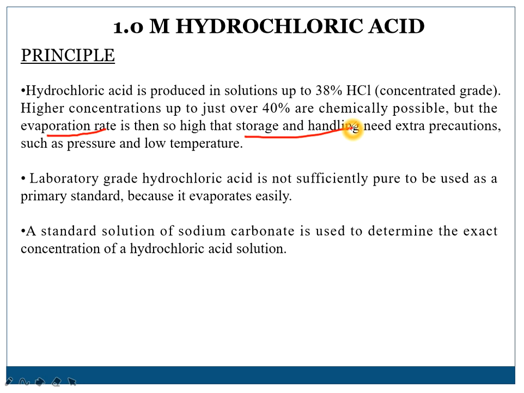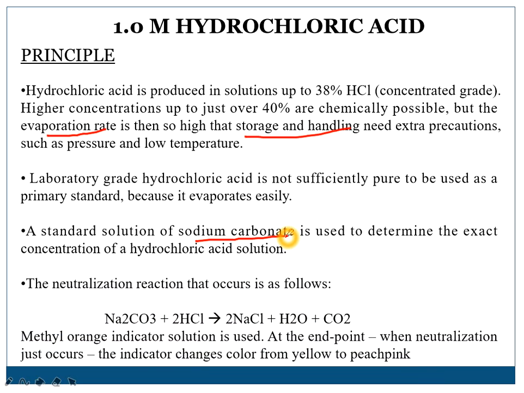In the case of laboratory grade hydrochloric acid, it is not sufficiently pure for use as a primary standard, because of the same reason, it will evaporate easily. The standard solution of sodium carbonate is used to determine the exact concentration of hydrochloric acid solution. That is, sodium carbonate is used as a primary standard for the standardization of the hydrochloric acid solution.